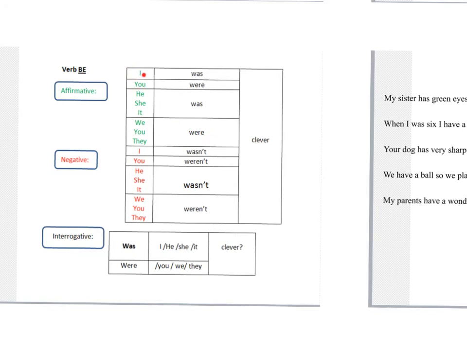So with I, we would use was. With you, we would use were. With he, she, and it, we would use was. And with the rest of them, with we, you, and they, we would use were. For the negative, it would be the same, but we would write not at the end. Was not or wasn't. Let me write it here. Was not is the same as wasn't.